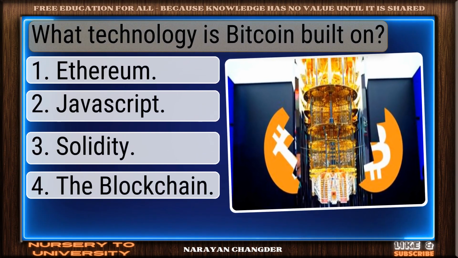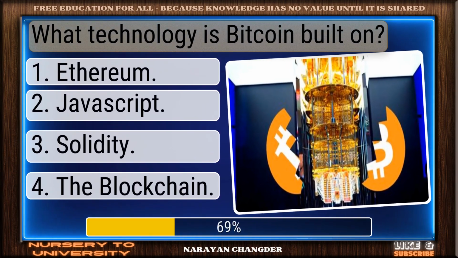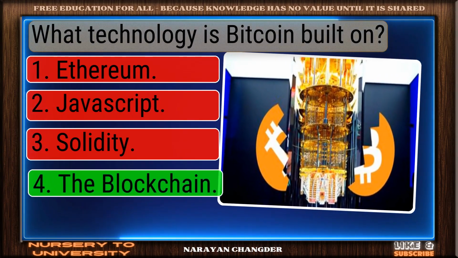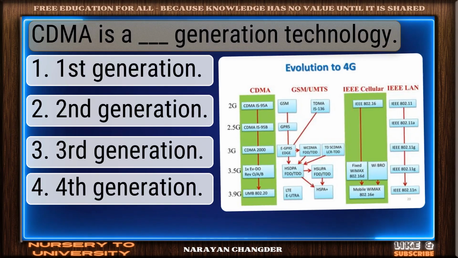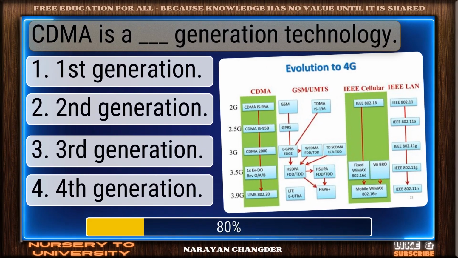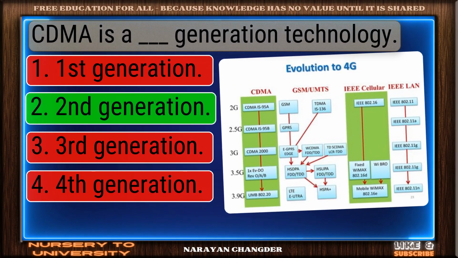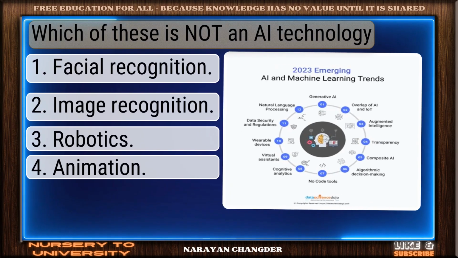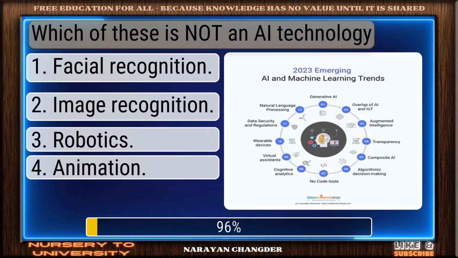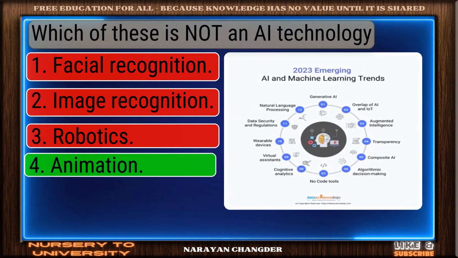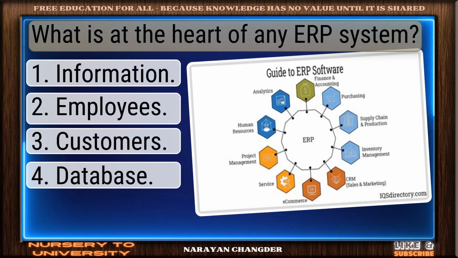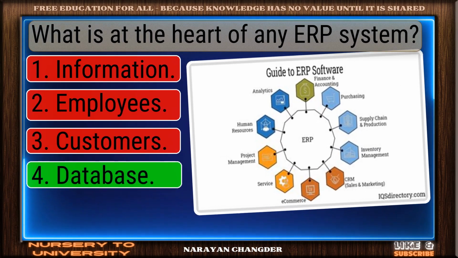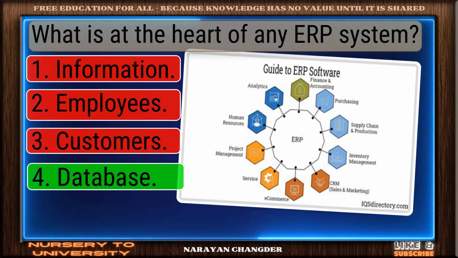What technology is Bitcoin built on? Smart move. The blockchain is accurate answer. Udama is a dash generation technology? You're right. Second generation is correct. Which of these is not an AI technology? Strong choice. Animation is right. What is at the heart of any ERP system? Well picked. Database is correct.